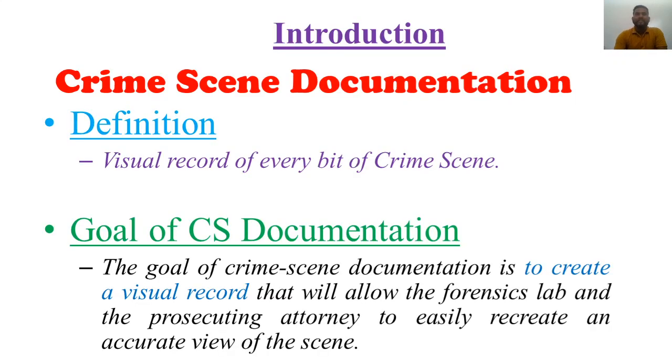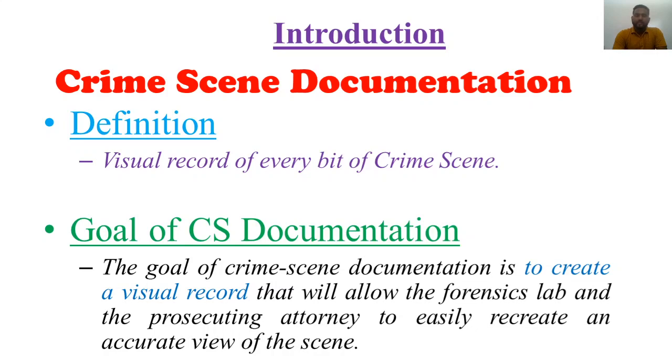So now let's start with the definition of crime scene documentation. It is nothing but a visual record of every bit of the crime scene. That can be called crime scene documentation. Once the crime scene has been evaluated by the preliminary scene survey, the crime scene's condition must be recorded or documented. This is perhaps the single most important task of the crime scene investigator, given that crime scenes are transitory and begin to change the instant after they are created. It is essential to have a permanent record of the scene as it was before processing.